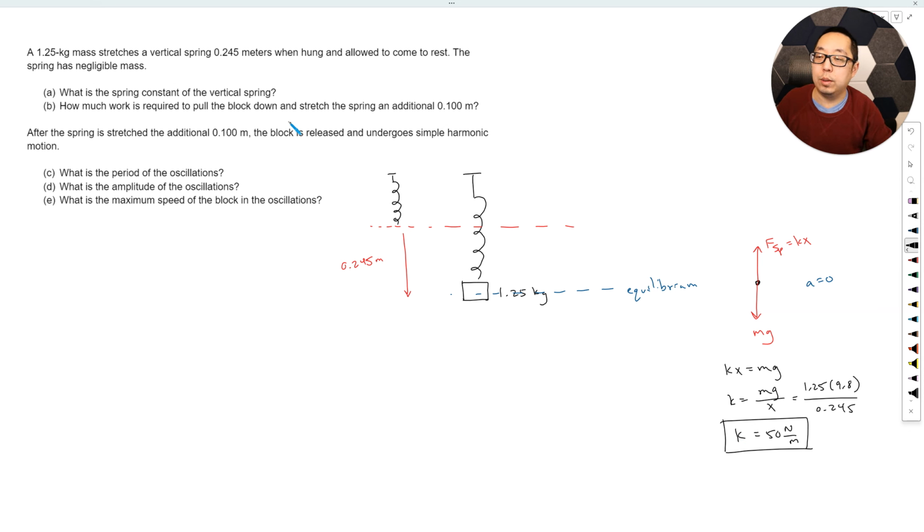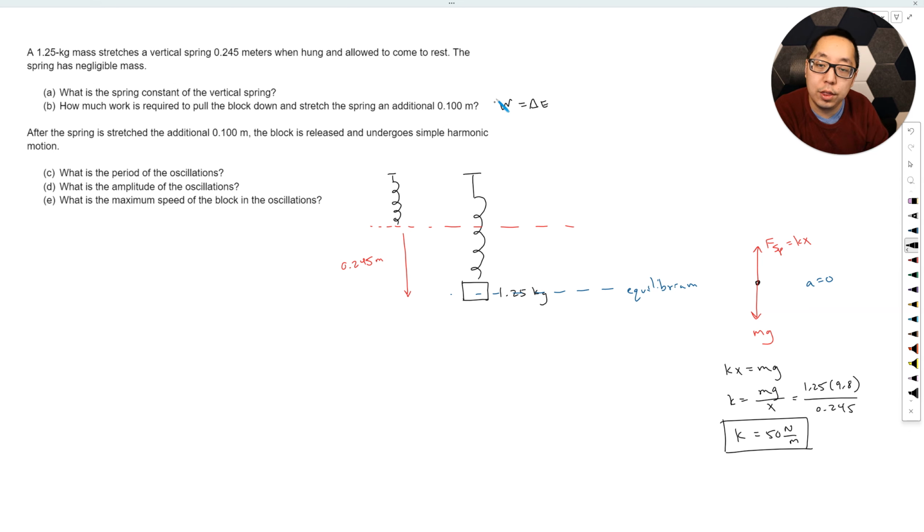How much work is required to pull the block down and stretch the spring an additional 0.1 meters? Okay, so we have to think about the change in energy of our system. If I do work on it, I have to pull it down. Work is always the change in energy. That's always the process we think about when we're doing work and energy.